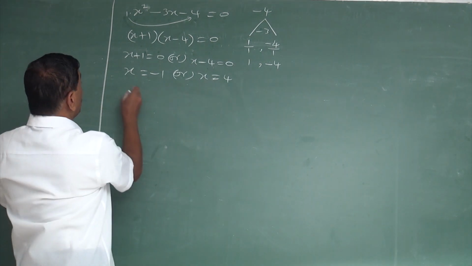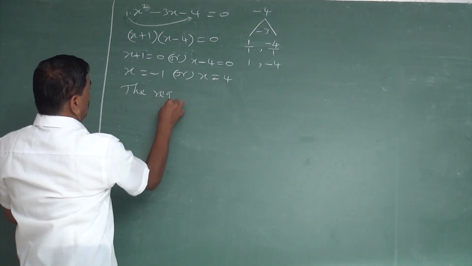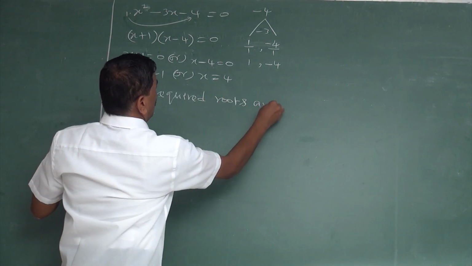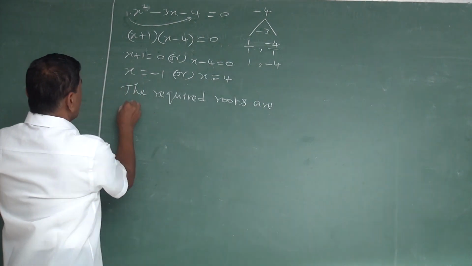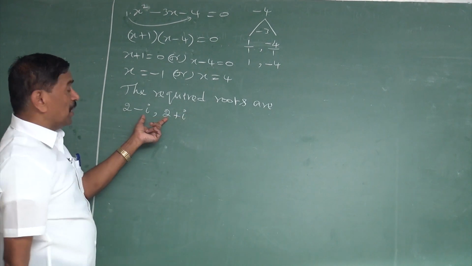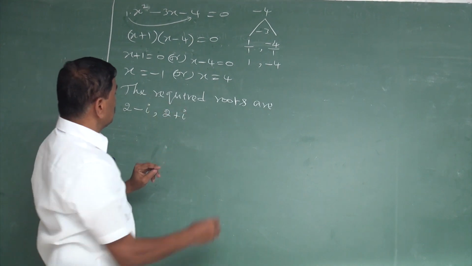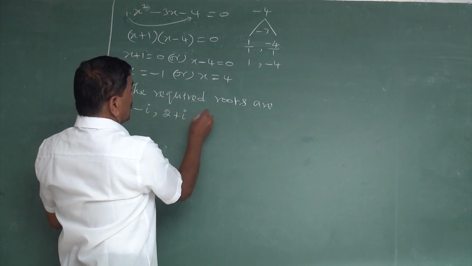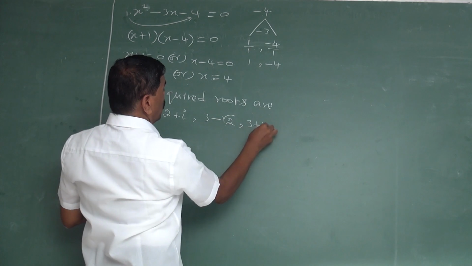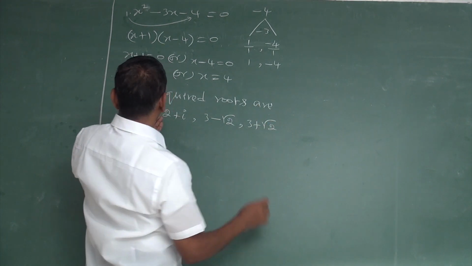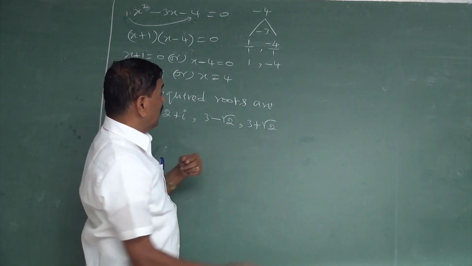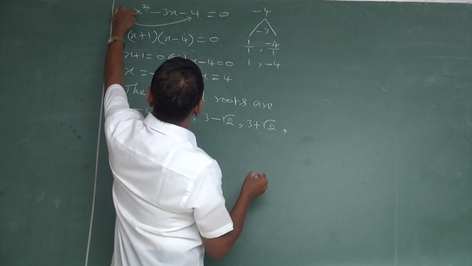Listen. The required roots are: say the first root is 2 minus i, therefore the other root is 2 plus i. That is, complex roots occur in conjugate pairs. Next, 3 minus root 2 is one answer, and 3 plus root 2 is the other. That is, if one root is 3 minus root 2, then the other root is 3 plus root 2. Then from the quotient we get 2 more roots.